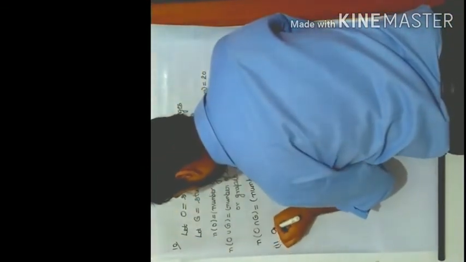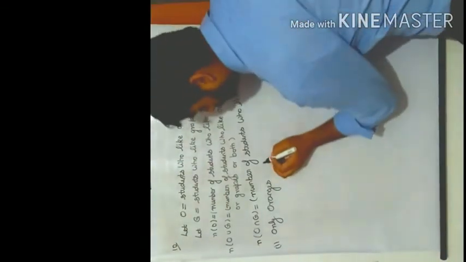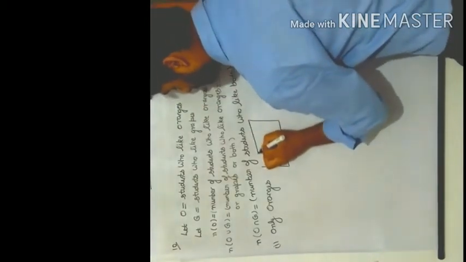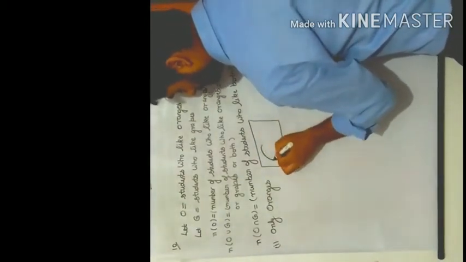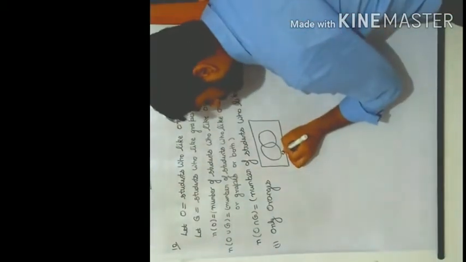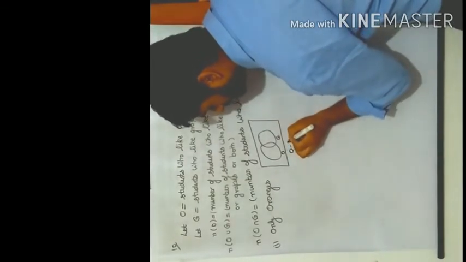So first part is only oranges. Don't write any hints here because it is a solution. This is your circle for oranges. This is your circle for grapes. And only oranges means I have to show O minus G.